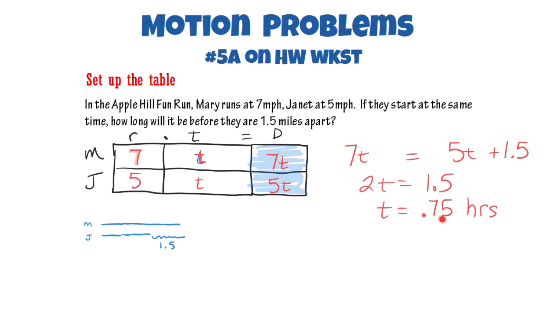Do you know what 0.75 is? It's 3/4. What's 3/4 of an hour? Okay, you can always take that times 60, but ideally that's an easy enough number that you know that they both ran 45 minutes. So we should convert that into minutes because that makes more sense than a decimal part of an hour. It says if they start at the same time, how long will it be? Okay, 45 minutes to get 1.5 miles apart.